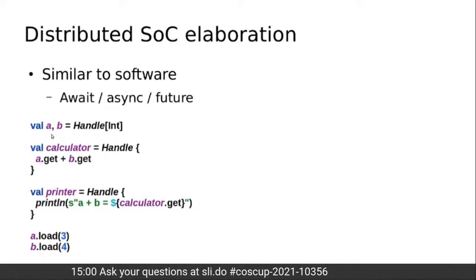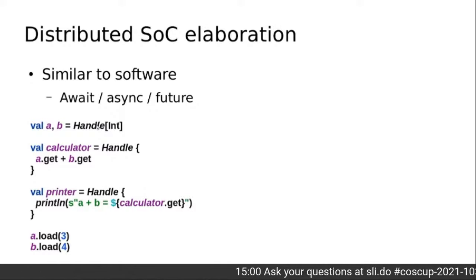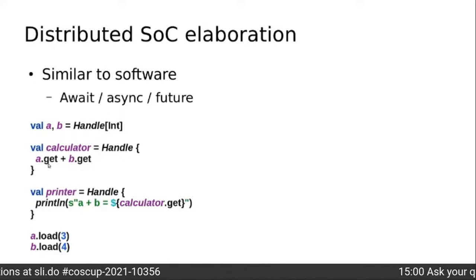Let's define A and B as integer handles. A handle in that framework is something which will later on store a value. Not yet, later on. And here is another way to create a handle. Here it creates empty handles. Here you create a new handle, which will be named calculator.